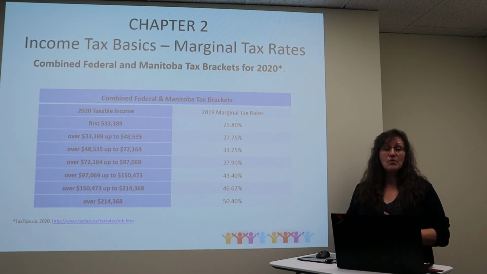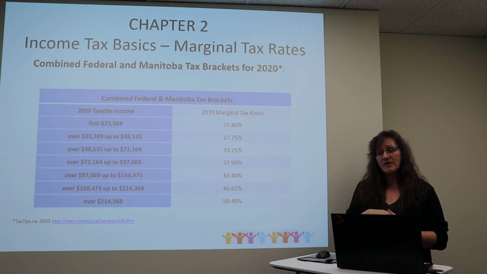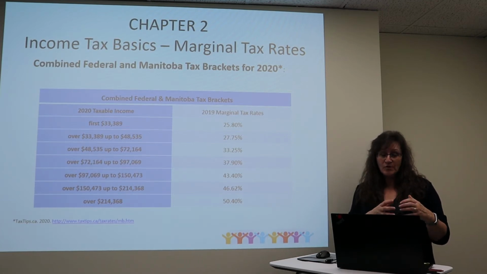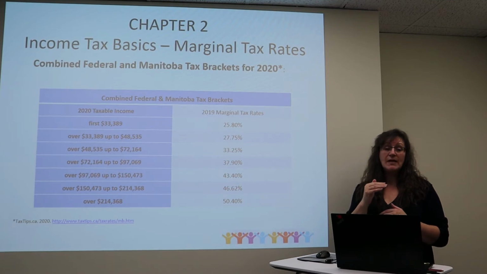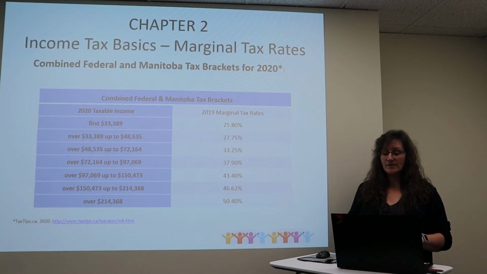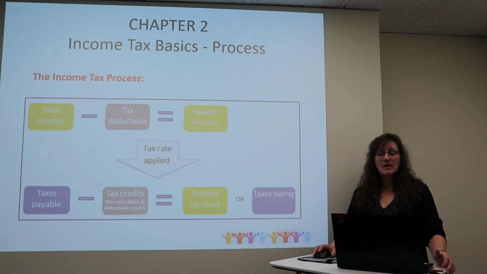So somebody with a $34,000 income has a marginal rate in the 27.75% tax bracket, because the next dollar earned would be taxed at that rate. But the first $33,389 they earn would be taxed at the lower rate of 25.8%, and it's only the difference between $33,389 and $34,000 that would be taxed at the 27.75% rate. And just because we can see what tax rate somebody might be in based on their total income earned, that doesn't mean that's exactly what they pay, because there are many other calculations that will determine how much they actually end up having as taxes payable.